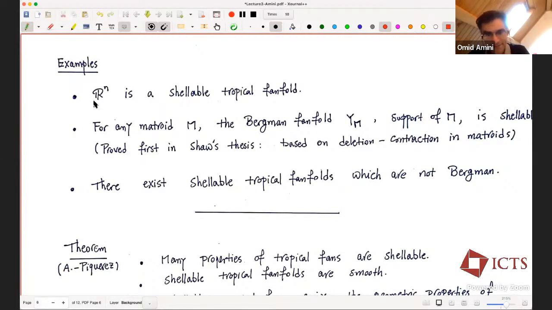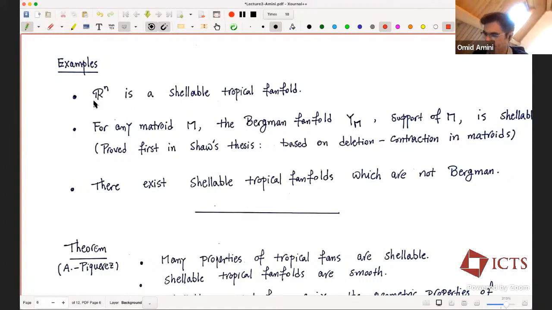So R^n is shellable. Every fan which is inside R^n, which has support R^n, is shellable. This looks very innocent, but this is actually very difficult to prove. It is called the Wlodarczyk factorization theorem. This is a central topic in birational geometry. It is difficult to prove, but it is true that any fan which has support R^n is shellable, because you can obtain it by doing star subdivisions and inverses of star subdivisions from some basic fan in R^n, which is shellable.